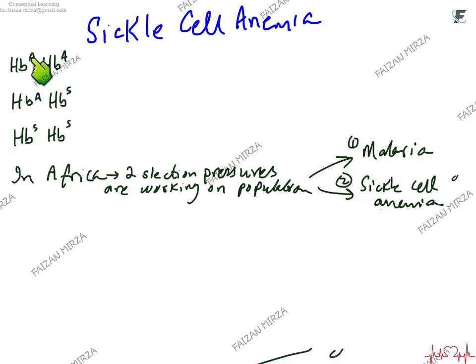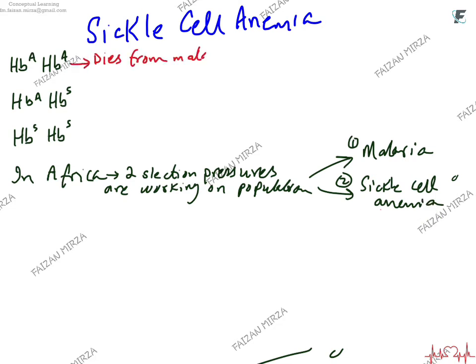It could be either HbA or HbS, and a person could be either HbA HbA, HbA HbS, or HbS HbS. These are the three types of people, depending on the genotype that they can be having. In Africa, two selection pressures are actually working simultaneously on the same population. One selection pressure is malaria, the other selection pressure is sickle cell anemia.